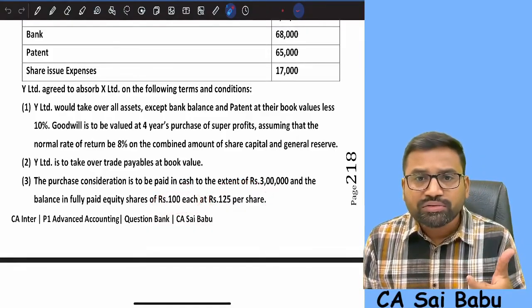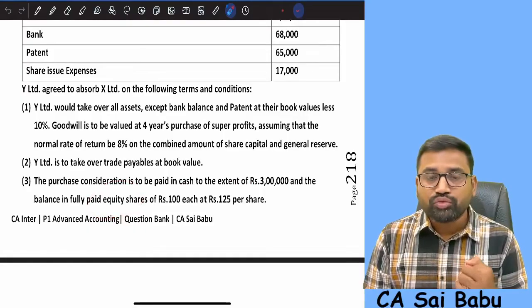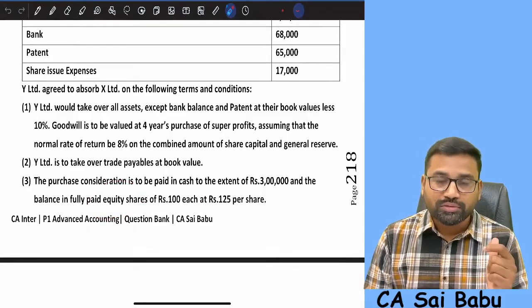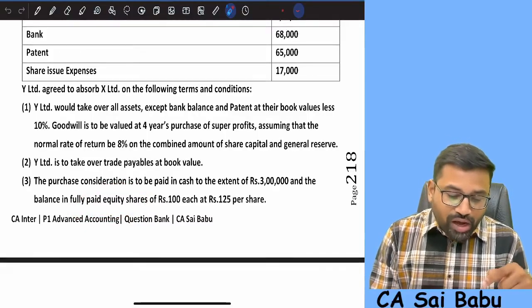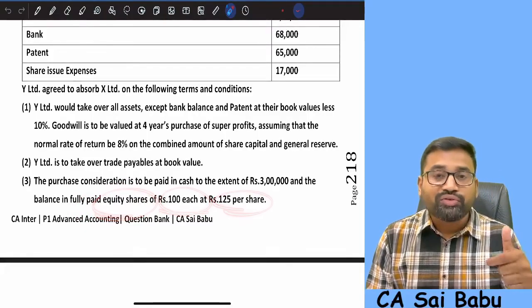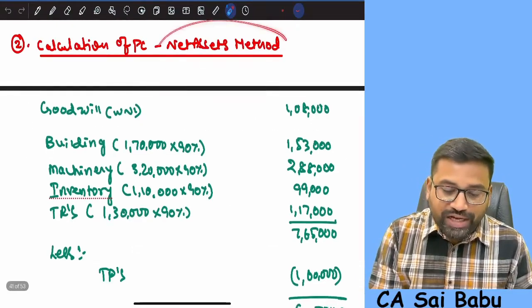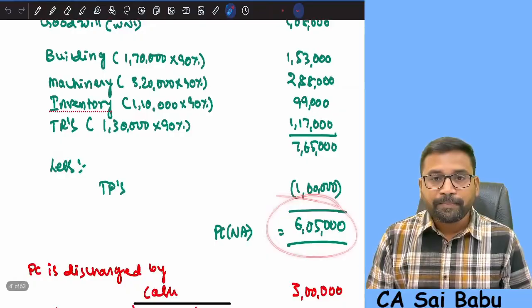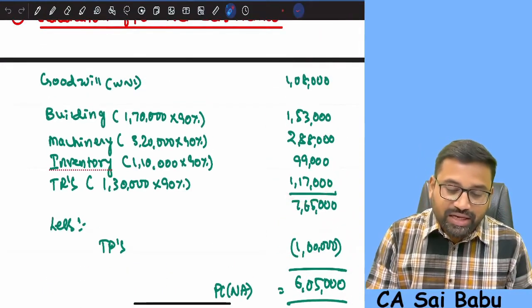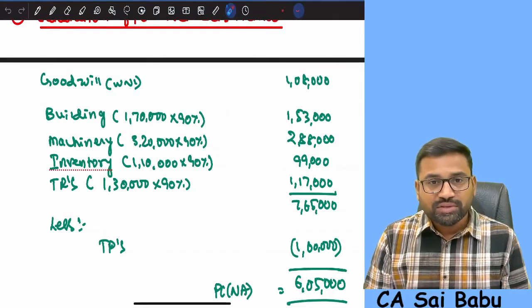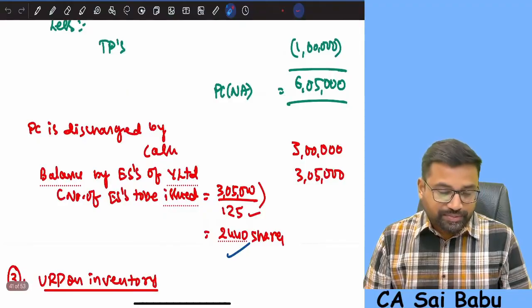But for what amount? Are you able to quantify the amount in the form of equity shares? Here, no. You know the mode, but you don't know the amount. For what amount am I going to issue equity shares? I know I am going to issue equity shares of 100 each at 125 per share, but for what amount? We don't know. Therefore, in this case, we will follow the net assets method to calculate the PC. And when you are calculating PC under the net assets method, consider agreed value if it is given. If not given, book value. So in this case, PC is 6,05,000.